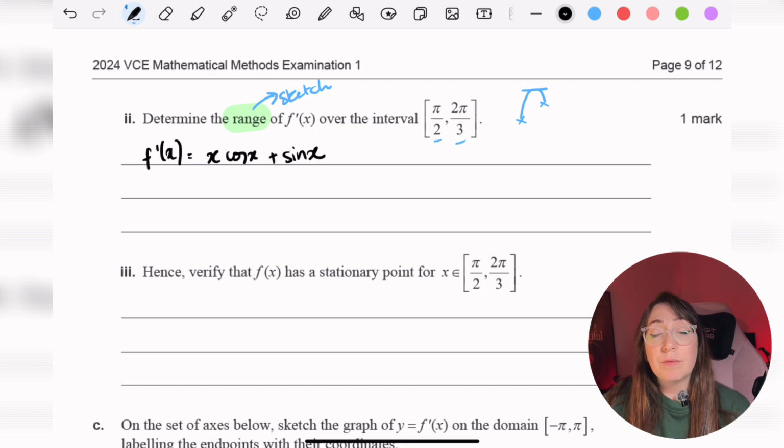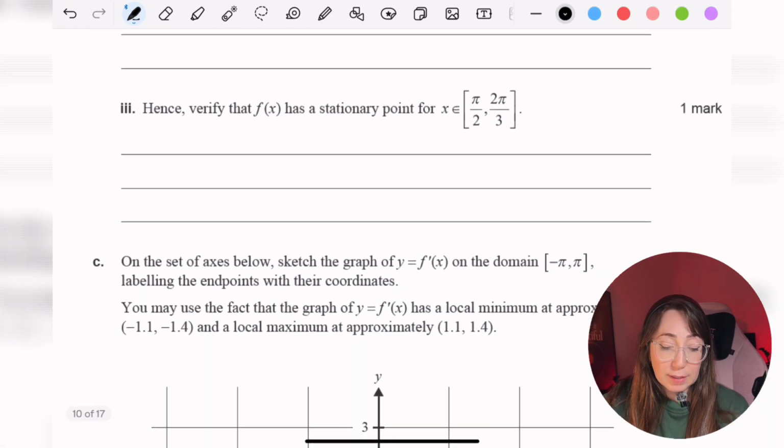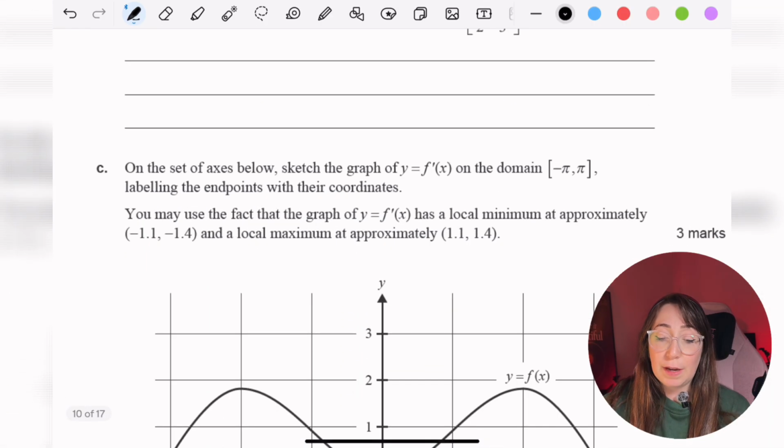So this is where reading time is so important. If you have read ahead during reading time, you'll notice that part C actually says on the set of axes below, sketch the graph of y equals f'(x). So this is one of those times where I'm going to actually do the next part first. I'm going to do part C, and then I'm going to use part C to help me with this part here.